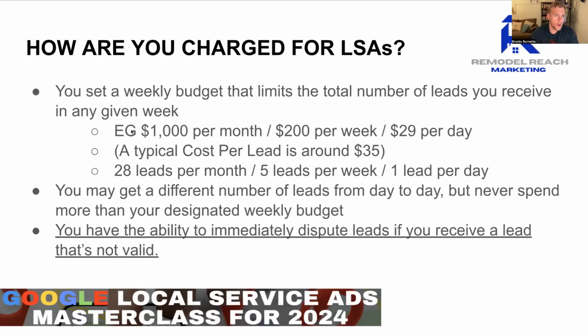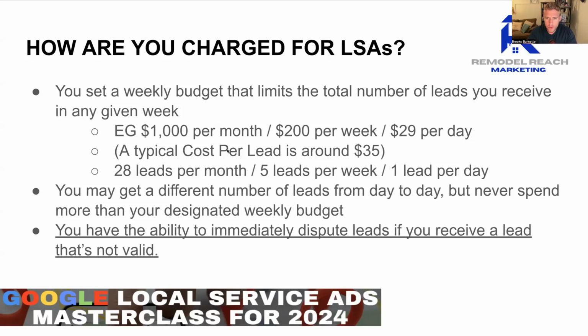And so an example of this, if you say I want to do $1,000 per month spend on Google local service ads. We're going to do $1,000 per month. And so that splits to $200 per week and about $30 per day.